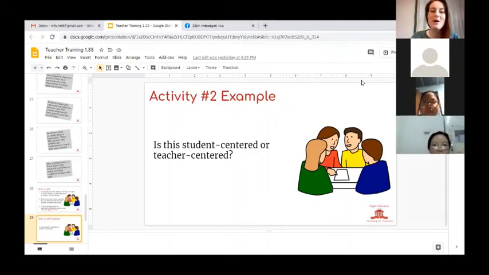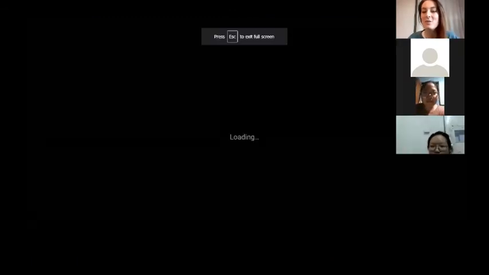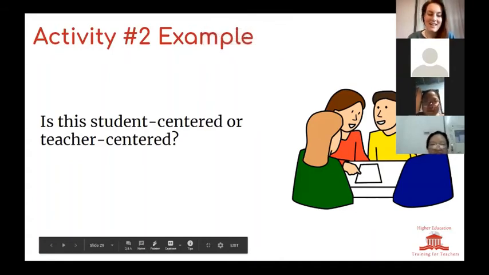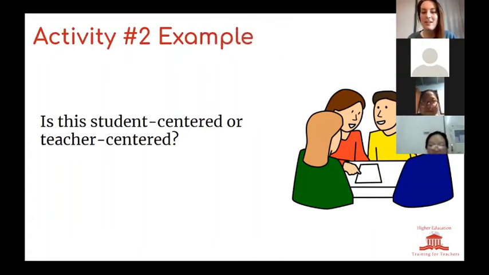Hello? Okay. So let's look at the role plays. Group 1, can group 1 do a role play? So who is going to be the teacher and who are going to be the students? And can you act out one of your role plays? Make sure to unmute yourself.